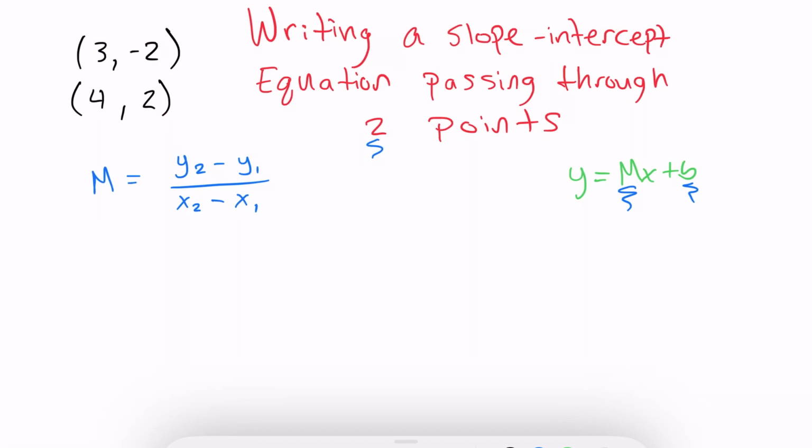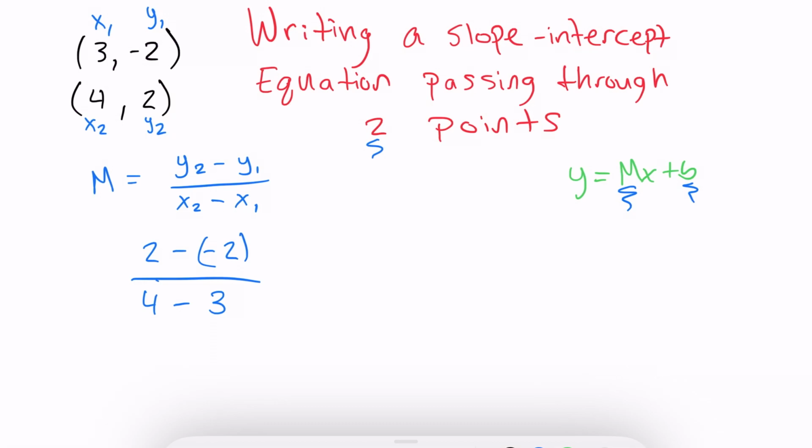All we do is we go over to our ordered pairs here on the left and we say, okay, this is my first x and this is my first y. This is my second x, this is my second y. Now that I've labeled them, I can go ahead and plug them in their according location. I said y2 is the value of 2, and y1 is the value of -2. On the bottom here, I have x2, which I said was 4, minus the value of x1, which is 3.